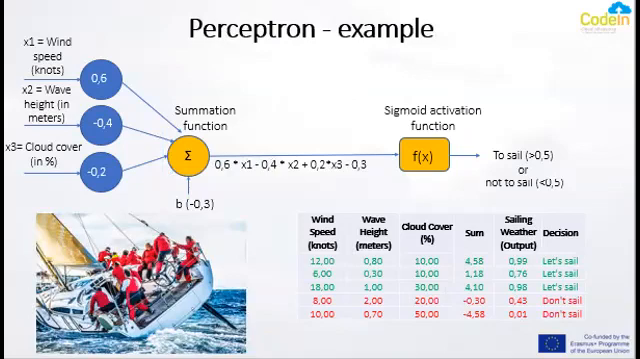Input 1, wind speed in knots. Input 2, wave height in meters. Input 3, cloud cover in percentage. We have a trained perceptron with the following weights and bias.